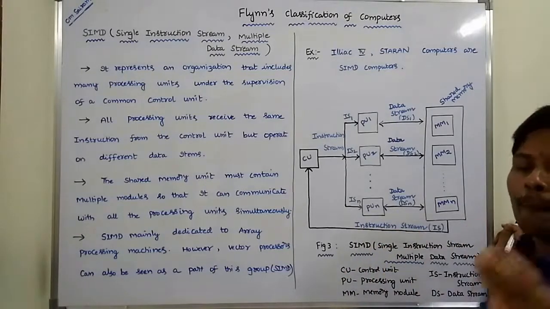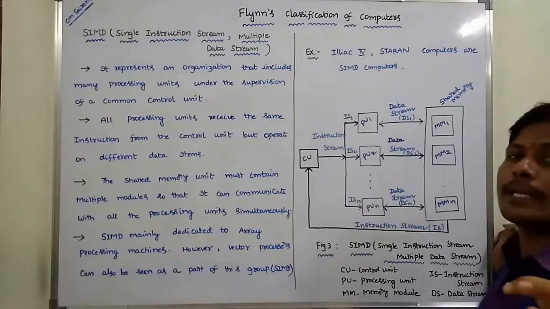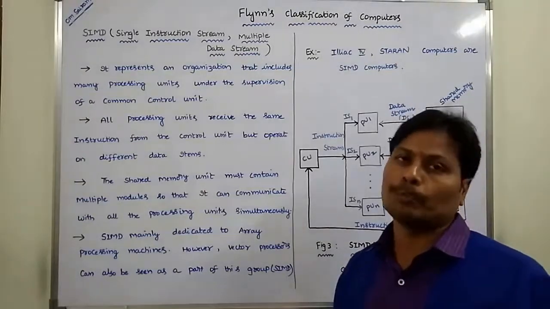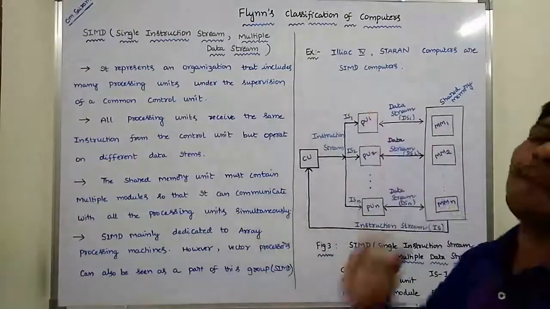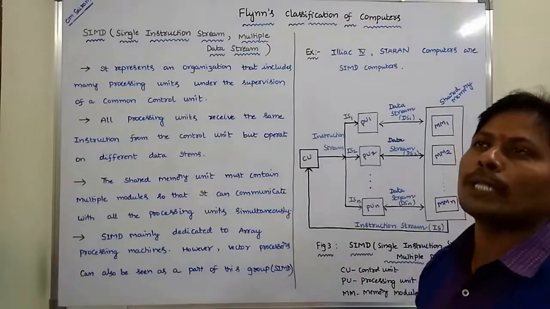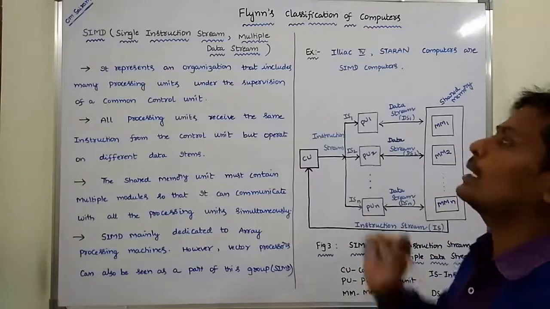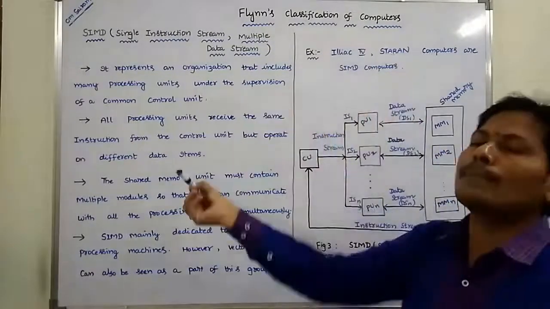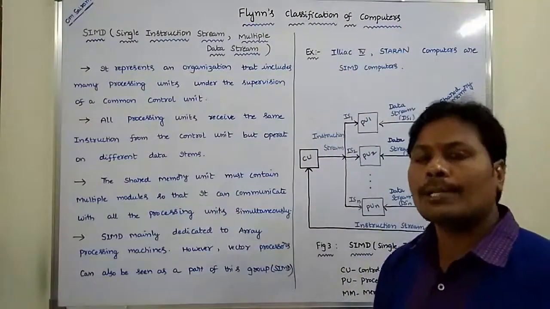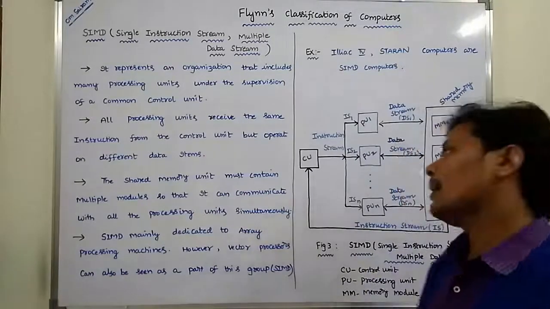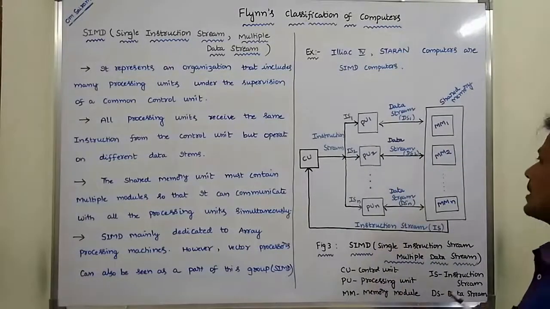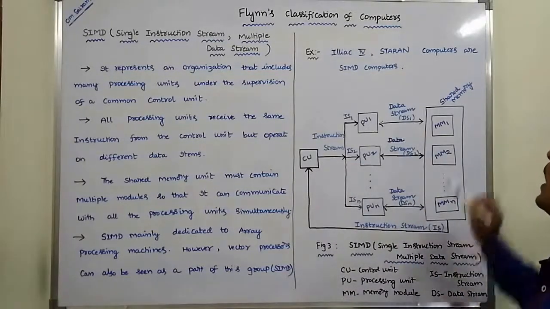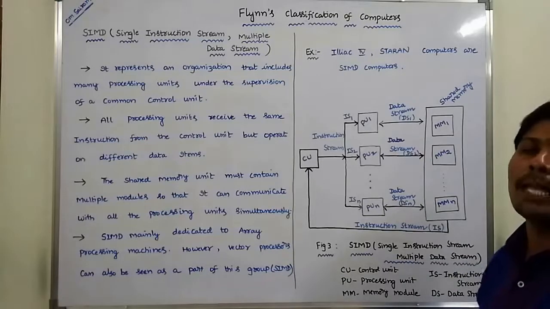Now, array processors and vector processors come under the SIMD computer group. The examples for SIMD computers are ILLIAC-IV computers. These two computers come under single instruction stream, multiple data stream computers. Here the abbreviation CU means control unit, PU means processing unit, and MM is nothing but memory module.